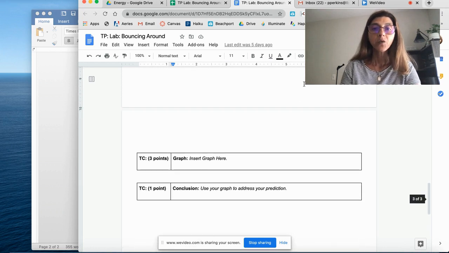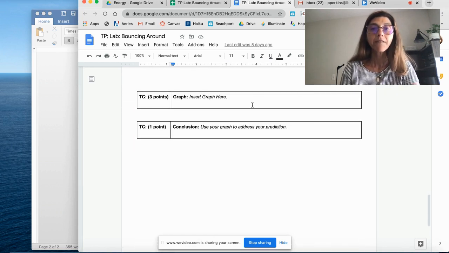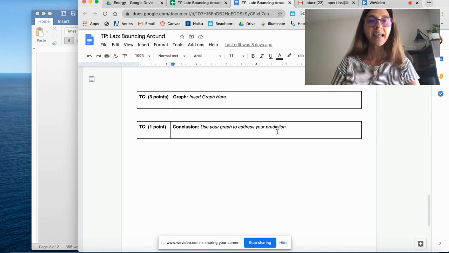Finally, you are going to place your graph here that you made in Google Sheets, and then in your conclusion, you're going to use your graph to address your prediction. So you're going to say, was my prediction correct or incorrect? And how does the graph tell you that? You will then submit this Google Doc into the appropriate assignment on Canvas.